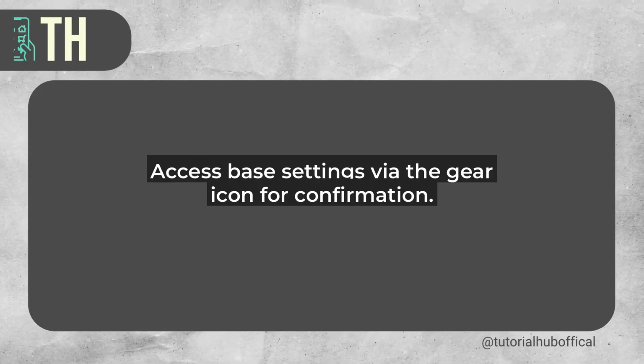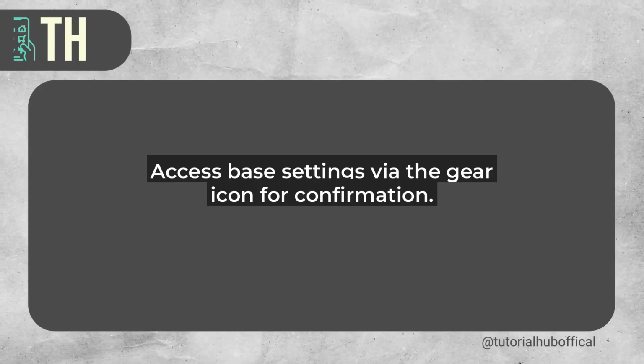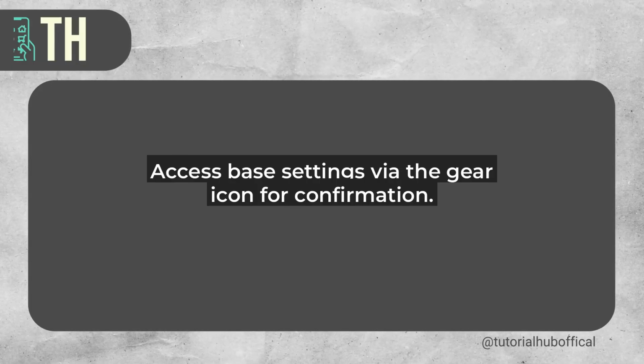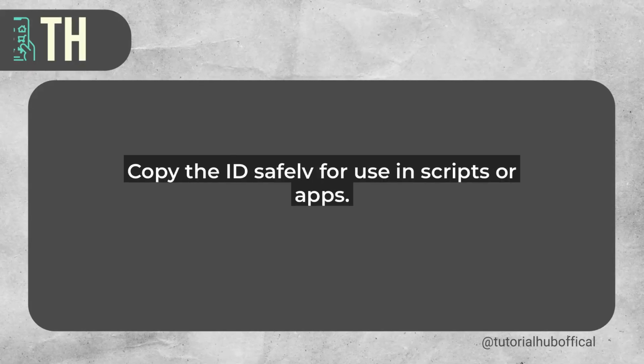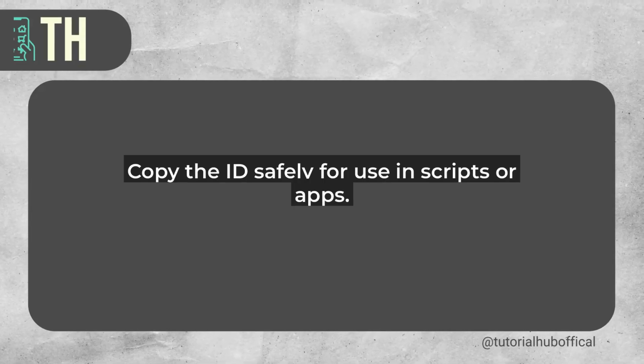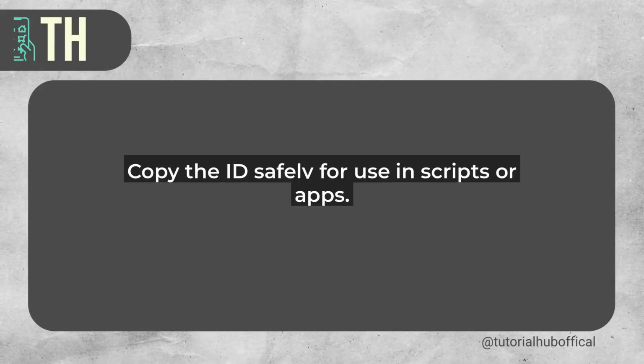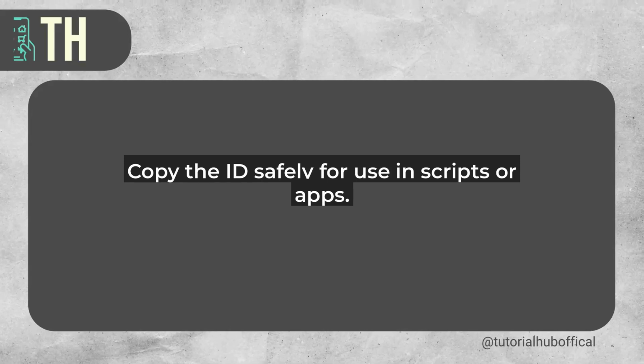If you're not seeing it clearly or want to double check, go to the base's settings. Click on the gear icon in the top right corner of your base view. In the settings menu, scroll down to the Base section, and there it is, your base ID listed out. You can copy it directly from there.